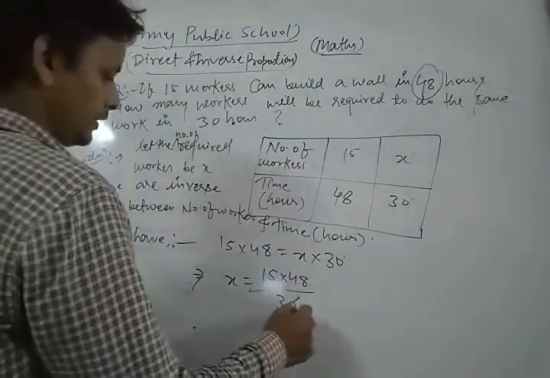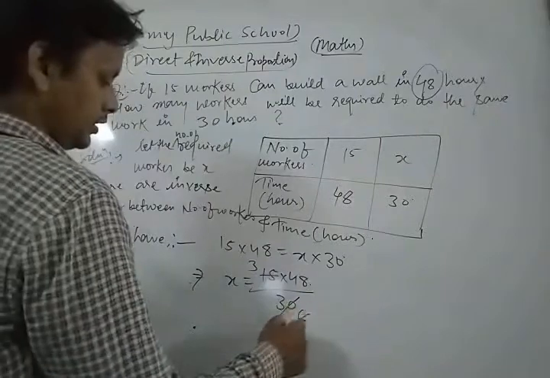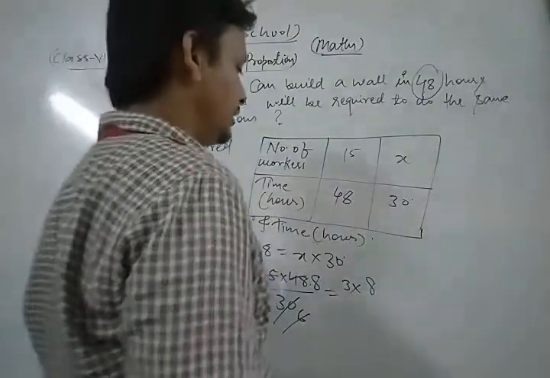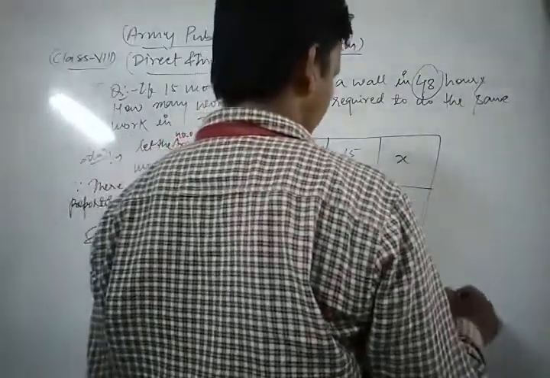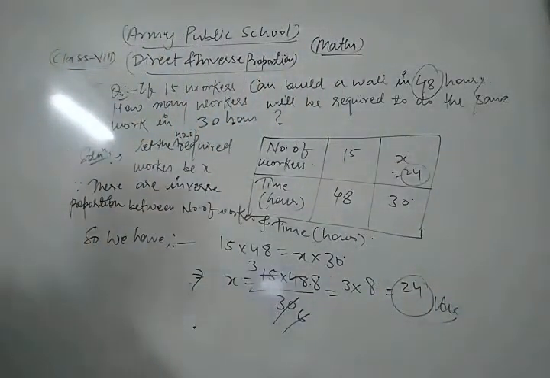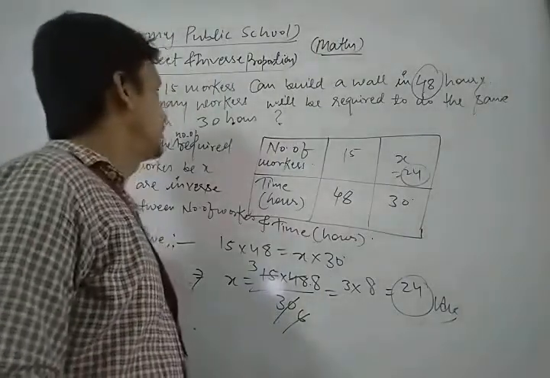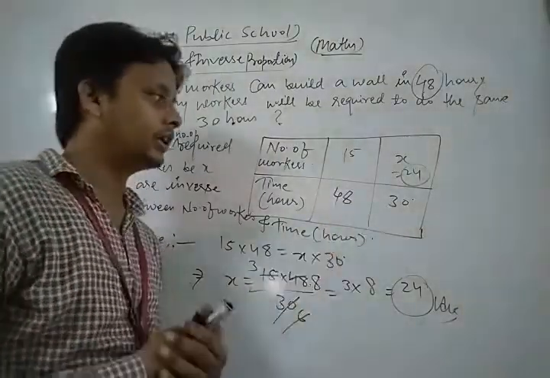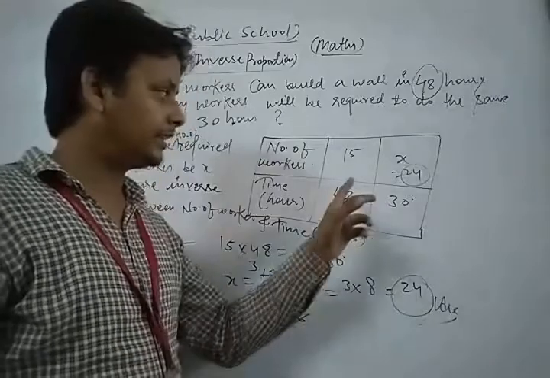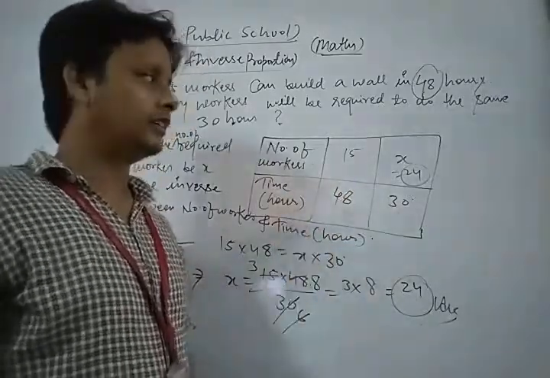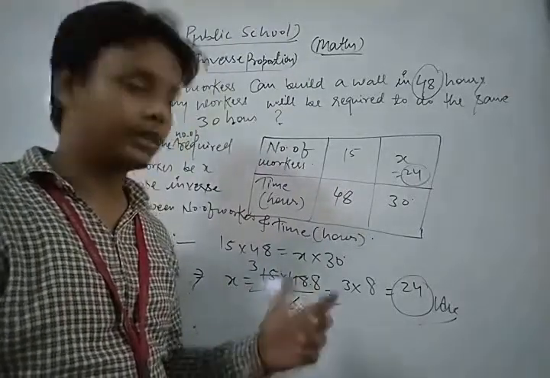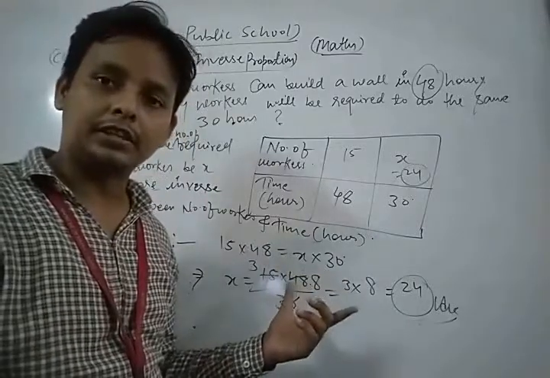Now look, 5 6s are 30, 5 3s are 15, 6 8s are 48, so 3 into 8 is left. So 3 8s are 24. So the value of x is 24. So in this way we require 24 workers to do the same work in 30 hours. Because if the number of workers increases, then the time decreases. So one quantity increases, then the other decreases. So there is inverse proportion between them.